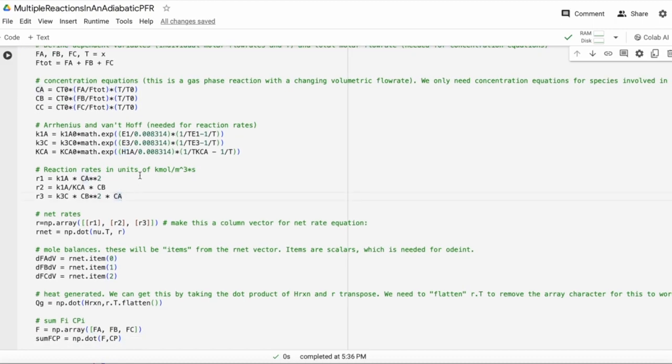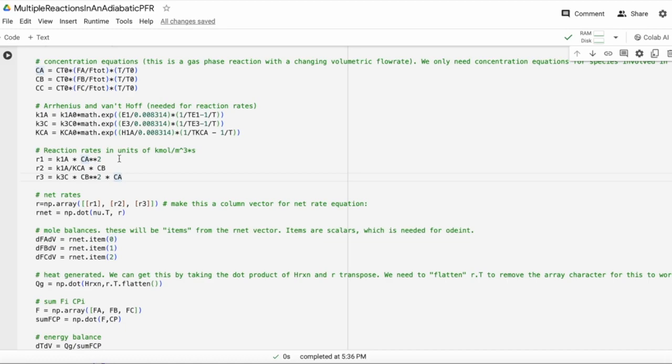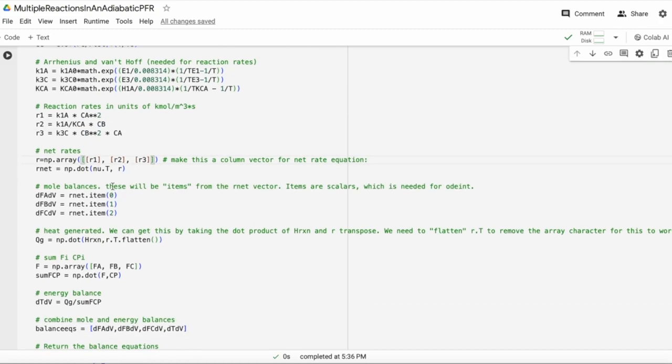Next are my reaction rates, so just typing those out. We've done this before, noting that here I have my reaction 1, reaction 2, that these are forward and reverse versions of the same reaction, but we've broken them into 2 separate reactions. My rate vector is then going to be my rate of reaction 1, 2, 3, and then I can dot that against the transpose of the stoichiometric matrix to get my net rates.